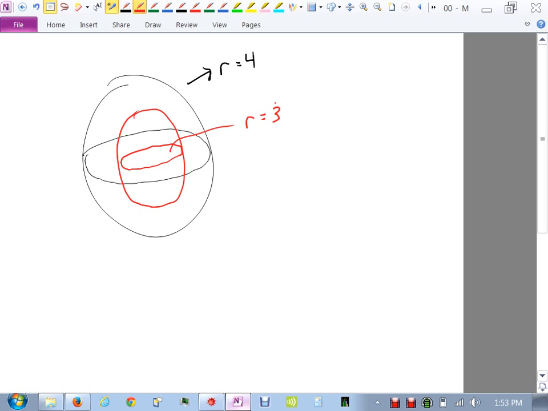Oh, you could do an integral. Oh, yeah, you could. Yeah, that would be a little ugly, though. I mean, yes, I agree. That would be like a volume, though.